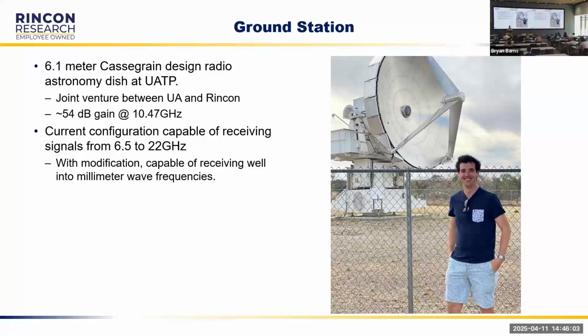Making all this happen is this massive 6.1 meter CatSat design radio astronomy dish. I believe it was part of the Karma array down in California. I think the university got like 9 of these things, and one of them is at Tech Park. It's just a joy to work with. You get about 54 dB of gain at X-band, and X-band for hams is 10.47, not the 8 that the commercial audience gets. In its current configuration, if you were to log into it right now from this laptop, you could hear anywhere from 6.5 to 22 gigahertz at the press of a button.